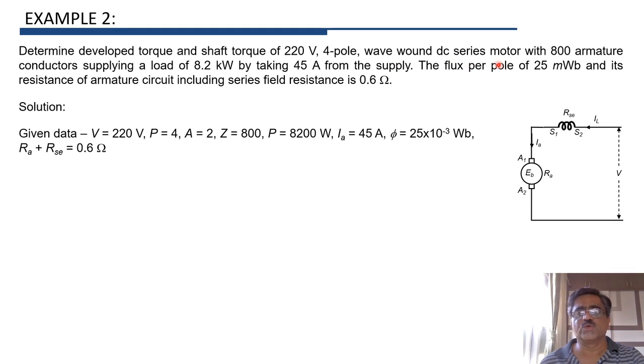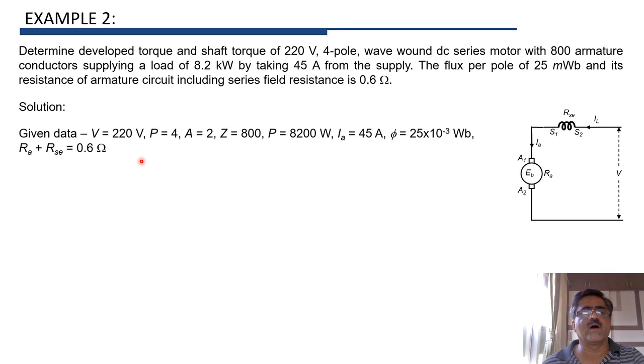DC series motor, so the motor is series type, with 800 armature conductors, means Z is equal to 800, supplying a load of 8.2 kilowatt, means P is equal to 8200 watt, by taking 45 ampere from the supply, means Ia or IL is equal to 45 ampere. The flux per pole of 25 milliweber means phi is equal to 25 into 10 raised to minus 3 Weber, and its resistance of armature circuit including series field resistance, means Ra plus Rse, is 0.6 ohm. So Ra plus Rse is equal to 0.6 ohm.